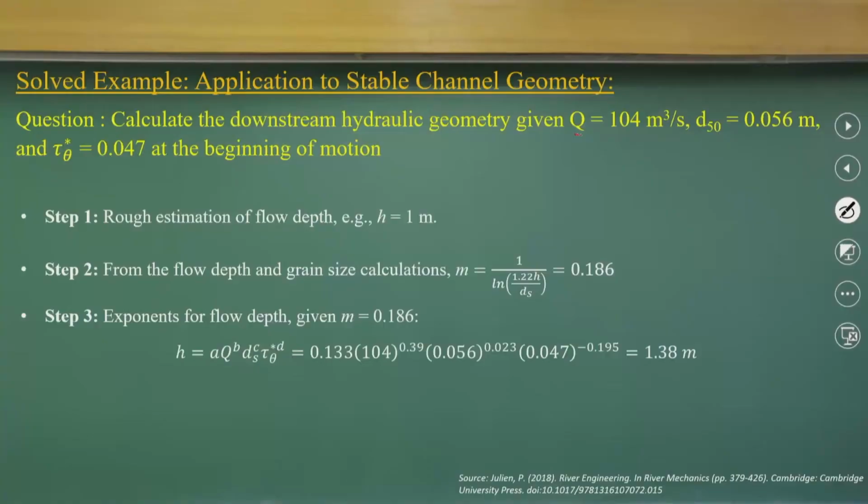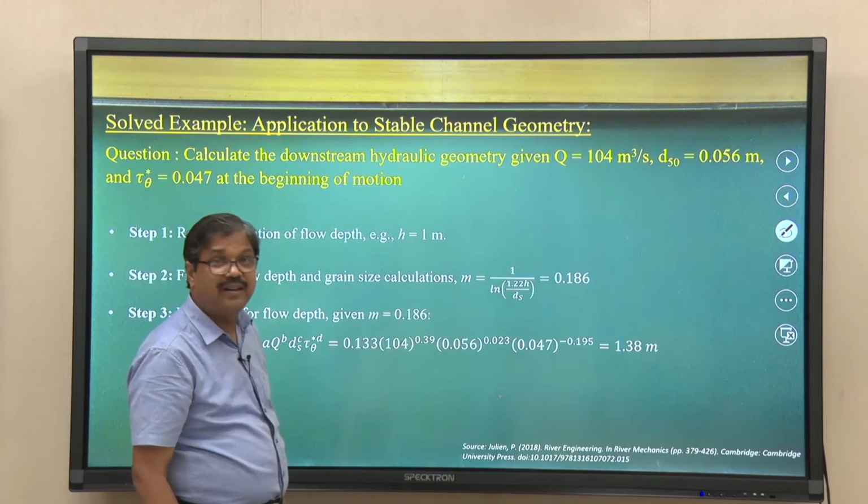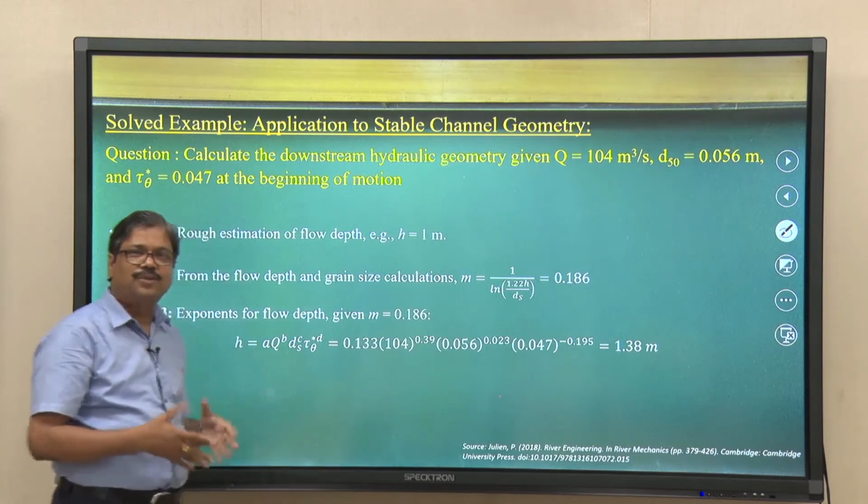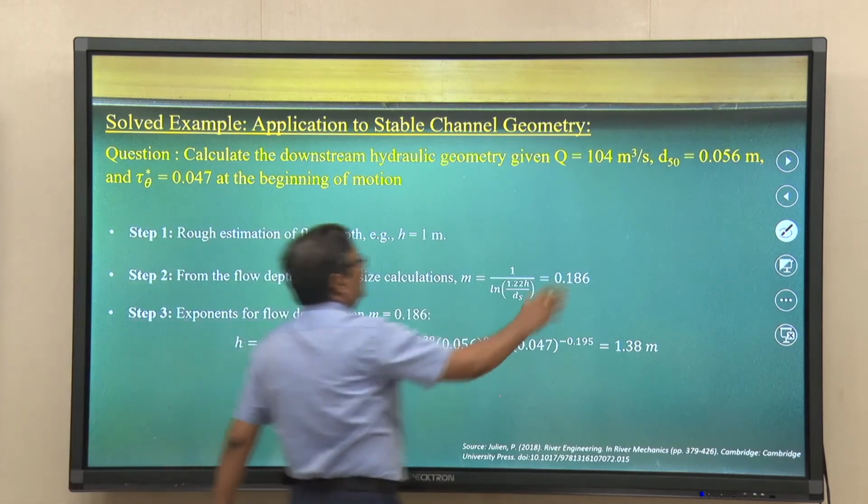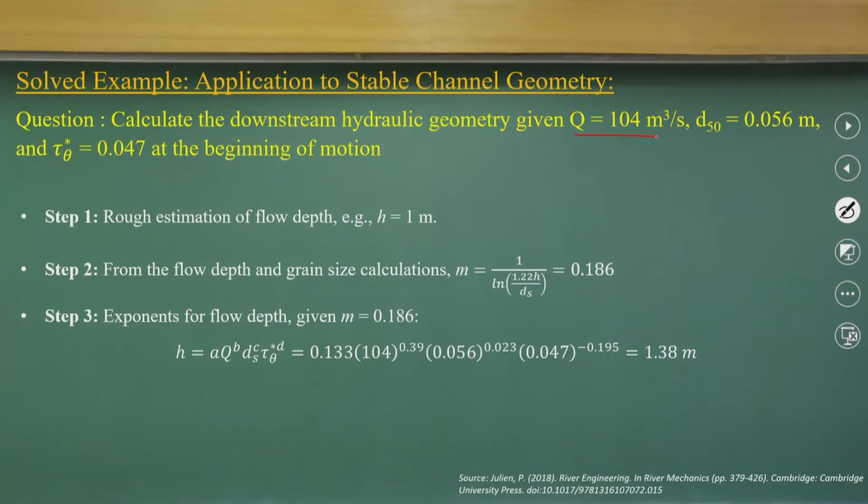Now, at the next level of interpretation, many times we know the discharge and the D50 value, and we know the Shields number at the beginning of motion. Can we compute the downstream hydraulic geometry? That means we need to compute depth, width, perimeter, velocity and slope. Discharge is known and D50 is known to us.